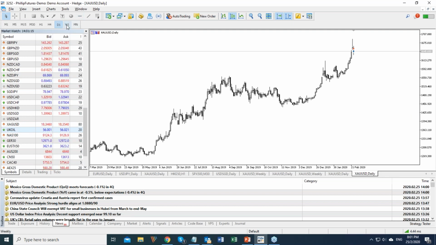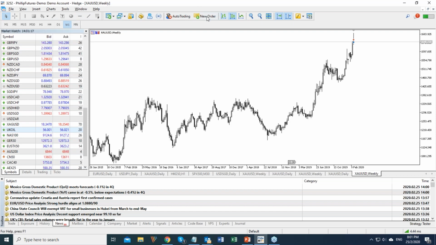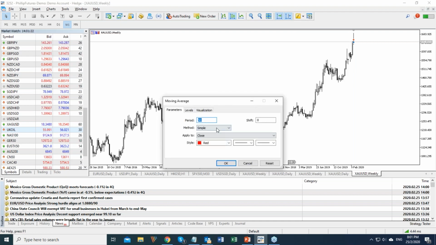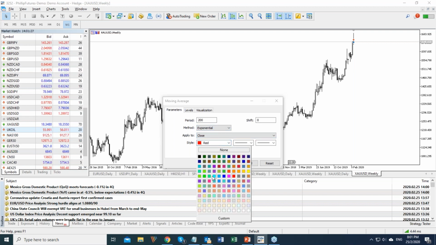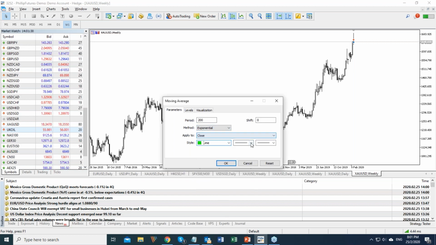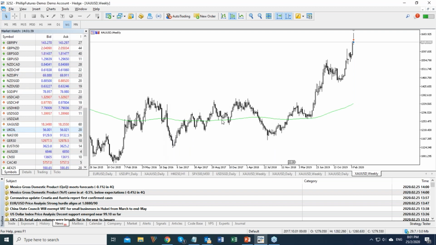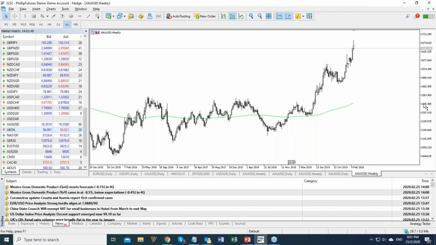So what I want to do is move into a weekly time frame and apply a moving average, right? So 200 moving average, exponential, and I want to choose the color. So this is all completely customizable to me. I can choose for it to be a dotted line or a broken line, right? And the thickness of it. So I select OK. So this is the 200 exponential moving average. It tells me that it is pointing upwards, prices are above it, so this is an uptrend, right? So what this means is that I should only be looking to take long positions.